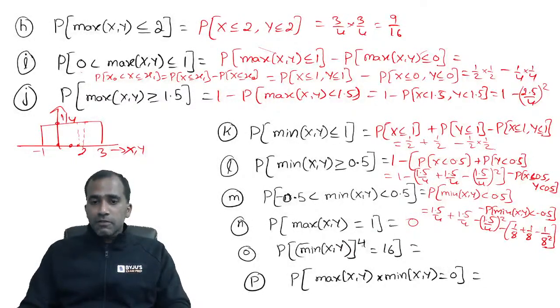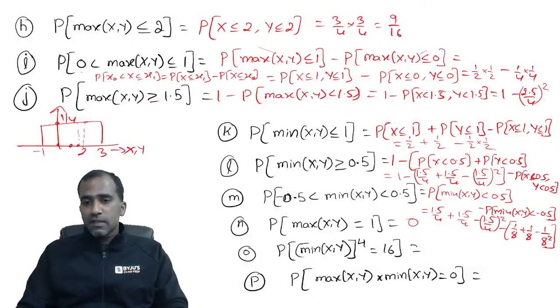Next one, minimum of x comma y as a whole power 4 is 16, means minimum of x comma y should be equal to some plus or minus 2, right? What is the probability that it takes either plus 2 or minus 2? It also is 0. The problem looks complicated, but the understanding is very simple.